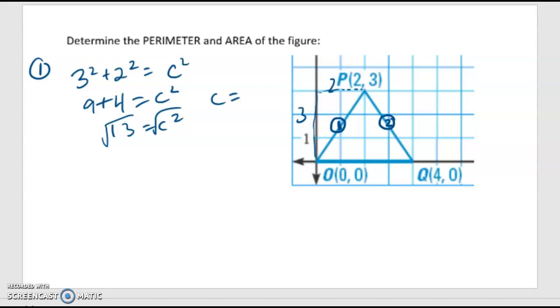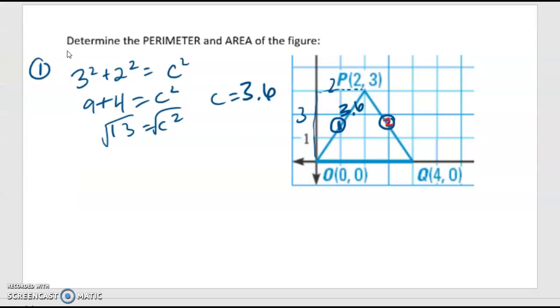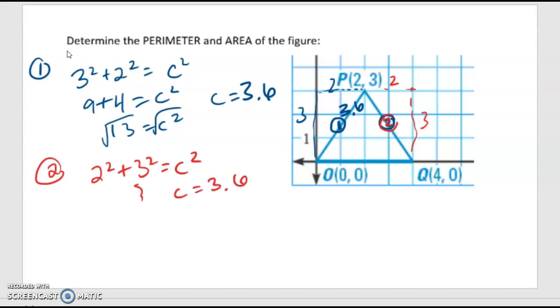Oh, hold on. All right, so the square root of 13 is equal to 3.6. So that means that this length right here is equal to 3.6. And I'm going to do the same thing for the right-hand side that I labeled number 2. I'm going to change the color. So number 2 is going to be, again, 2 and 3. We've already done this one before, so 2 squared plus 3 squared equals c squared. It's the same work, so I get that c is also equal to 3.6.